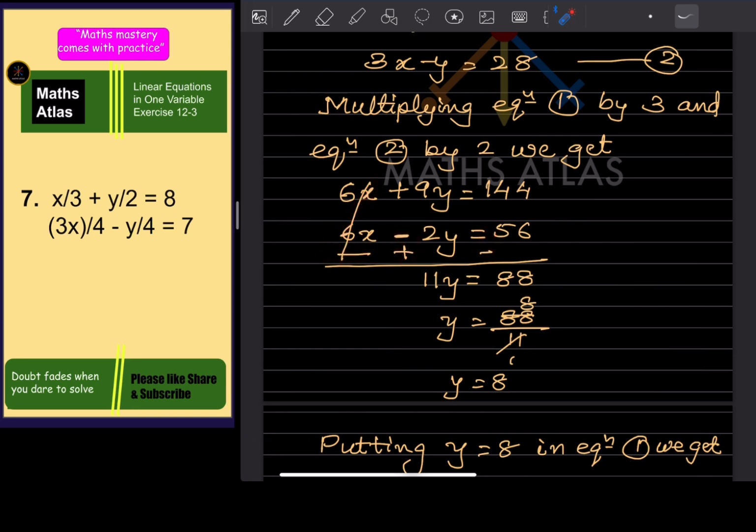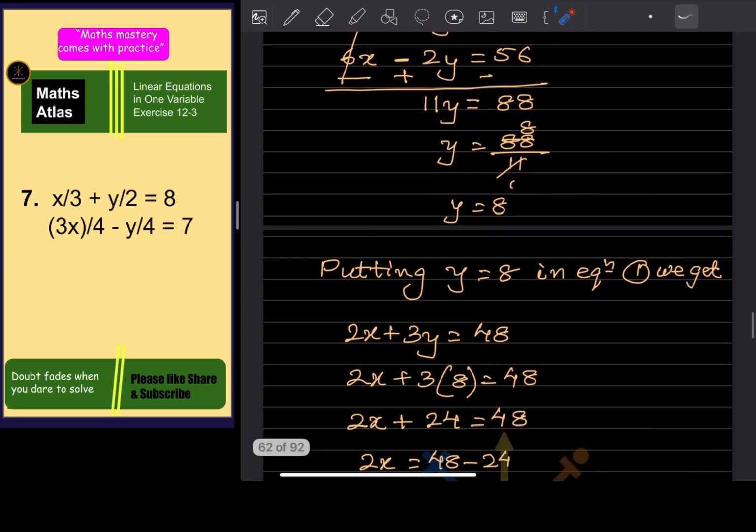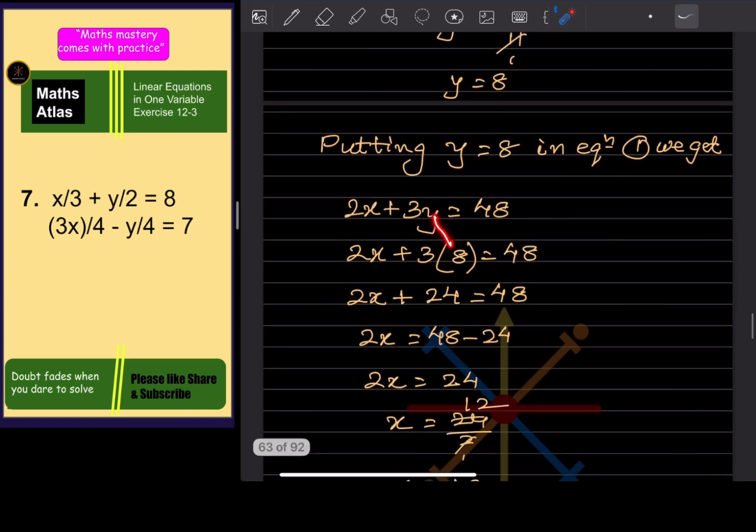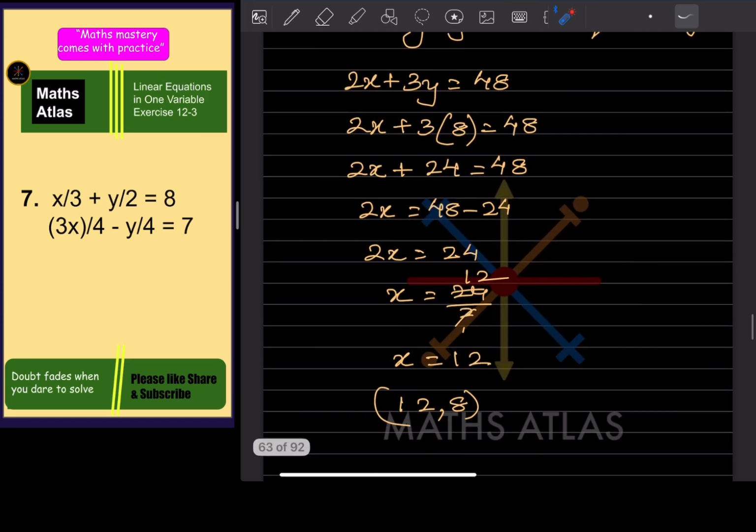Plus becomes minus, the same as the previous steps. So the y value is 8. So we'll put this y is equal to 8 in equation number 1. In place of y, we'll put 8. So we get the value of x, that is 12. So this is x and this is y. So 12 and 8.